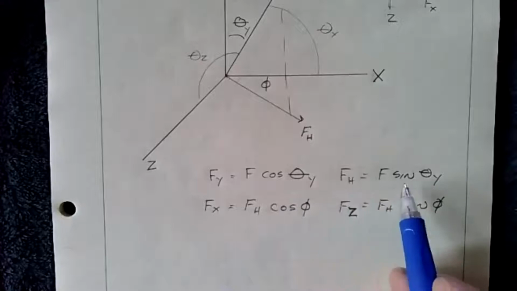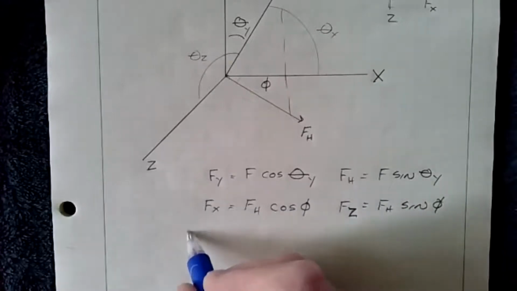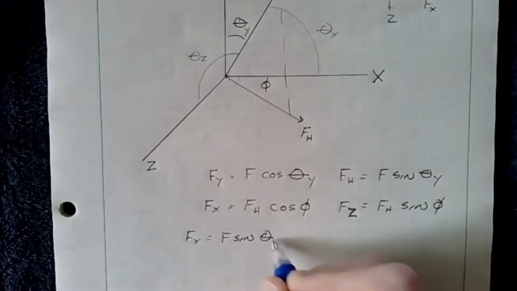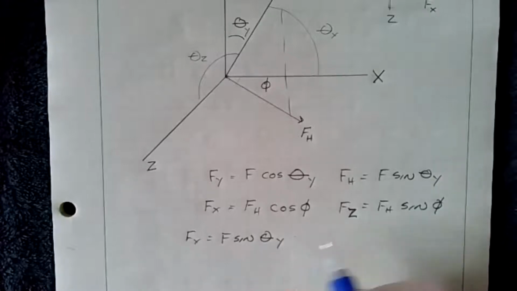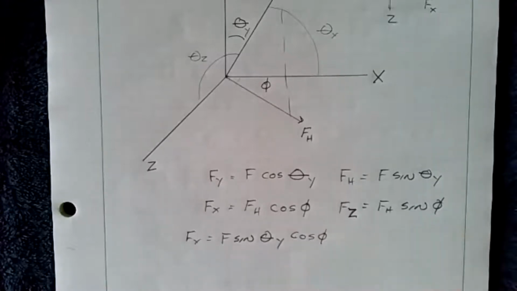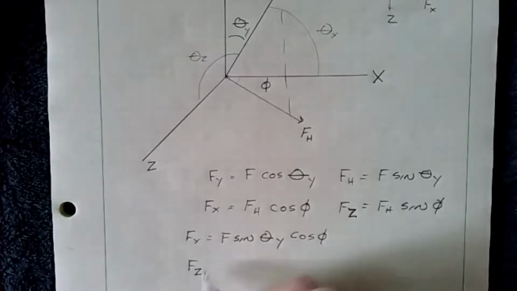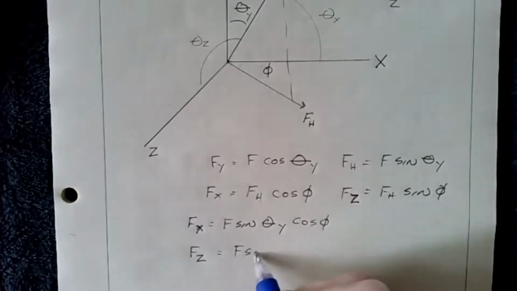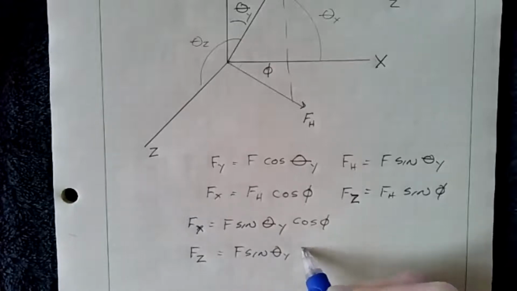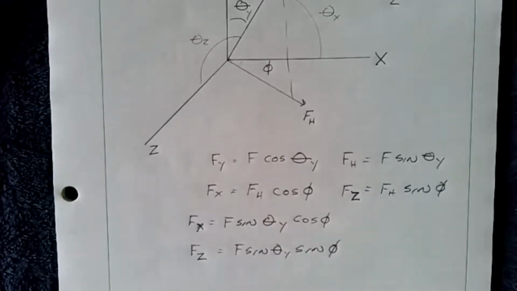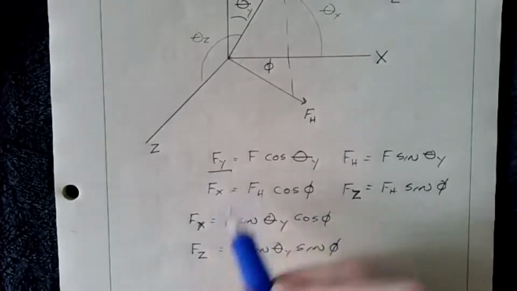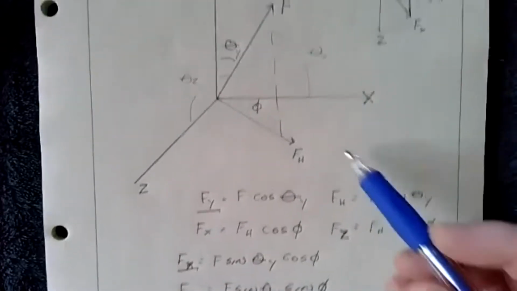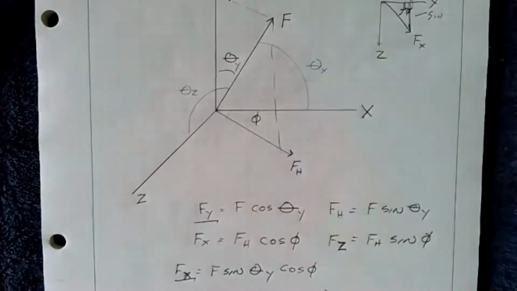We can expand this because we know FH, substituted in here. We know that Fx is now equal to F sine theta y cosine phi, and Fz is equal to F sine theta y sine of phi. So now we have Fy, Fx, and Fz all in terms of these two angles we know and the force we know.